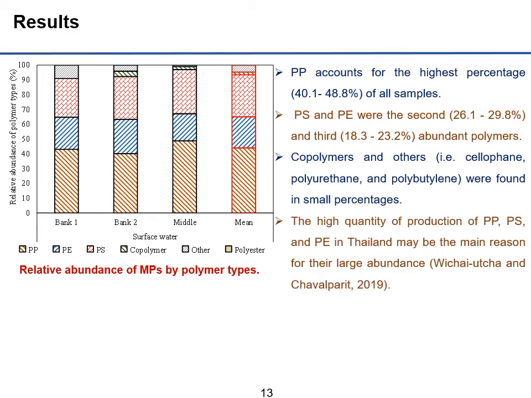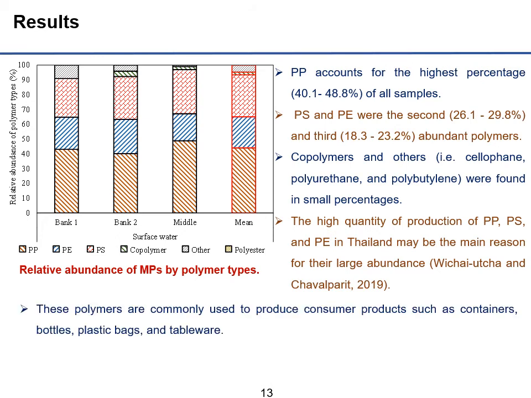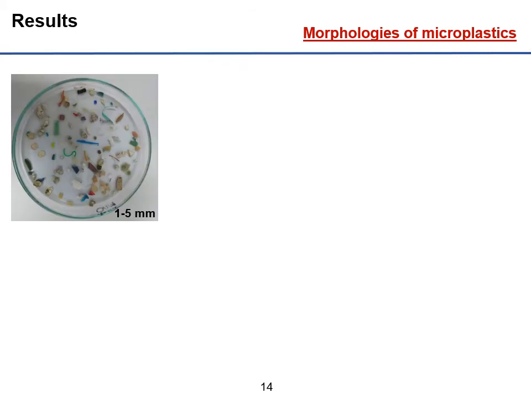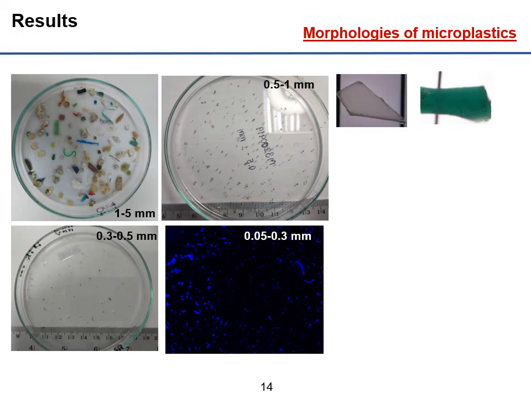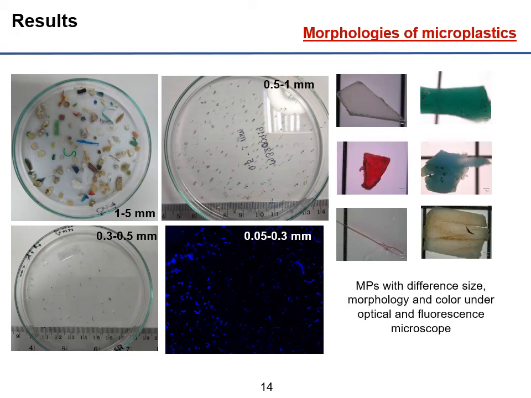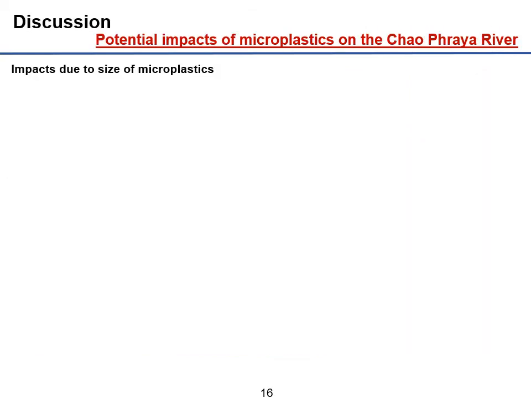And the reason why we found many PP, PS, and PE in the Chao Phraya River is because of the high quantity of production of these polymer types in Thailand. And these polymers are commonly used to produce consumer products such as containers, bottles, plastic packs, and tableware. And the photo shown here is the different size ranges, different colors, and different morphologies of microplastics found in the Chao Phraya River. Lastly, let's talk about the potential impact of microplastics.